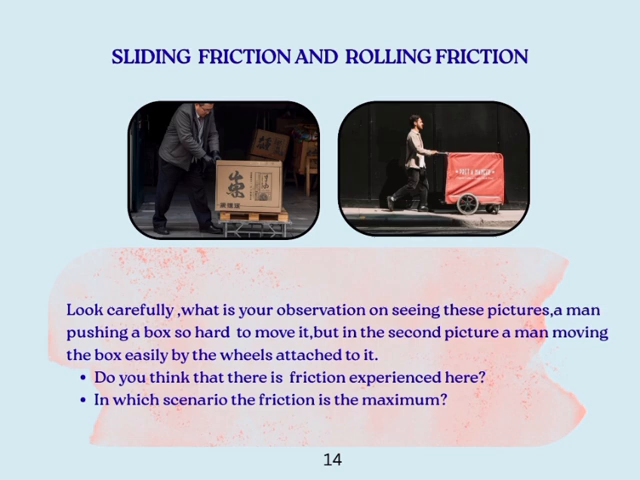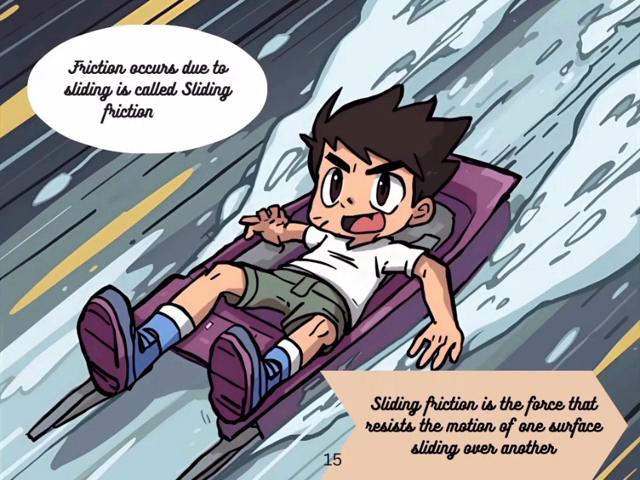The two men are pushing the box forward. When tires are used, the movement is easier, simpler, and also speedy. But in the case of the first picture, the box is hard for the man to push, and here the box is not fixed with any tires. Friction that occurs due to sliding is called sliding friction.